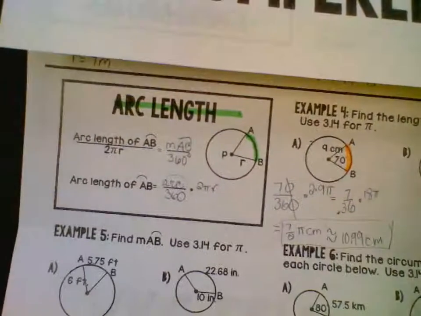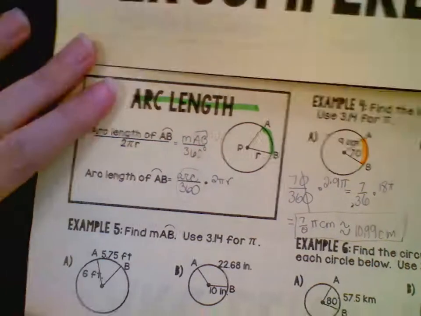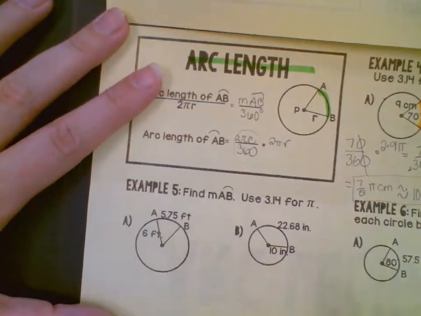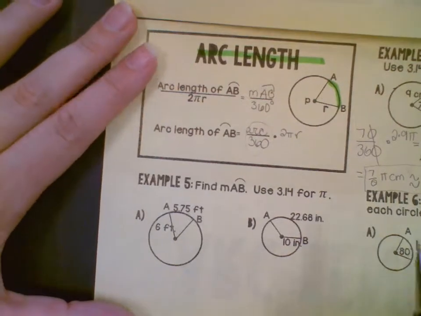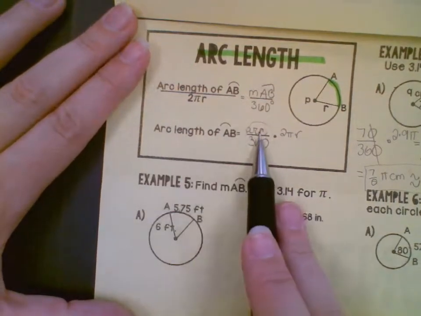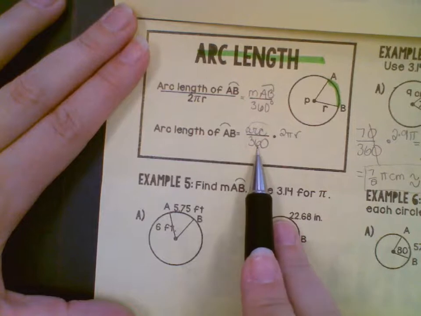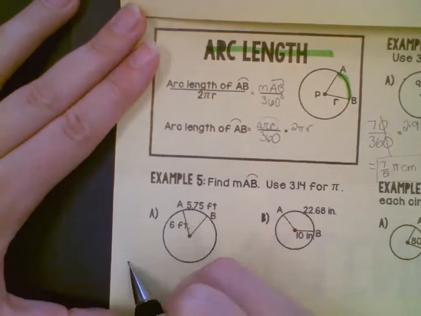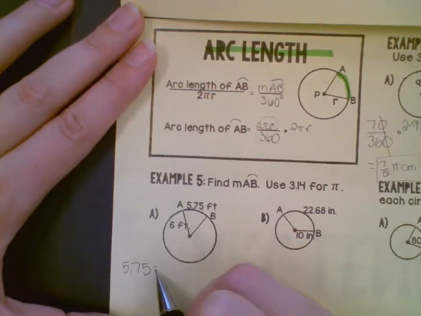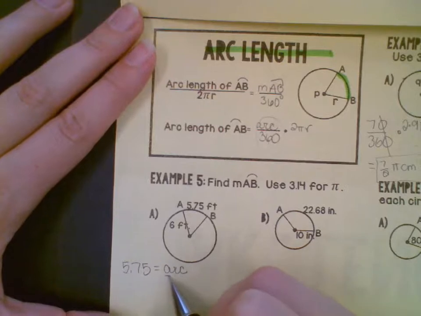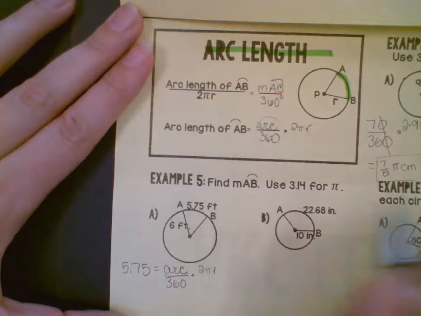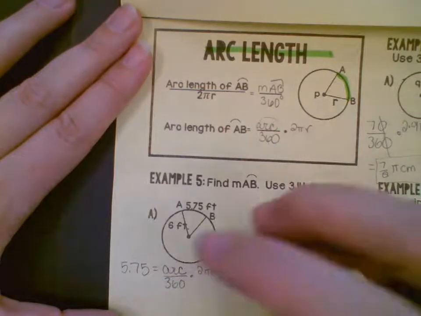Okay, so for the examples below that, we are, again, working backwards. So for example number 5, they tell us what the arc length is, but they want us to find the angle. Okay, so remember the arc length equals the angle, or the arc, over 360 times the circumference formula, 2 pi r. And r is 6.